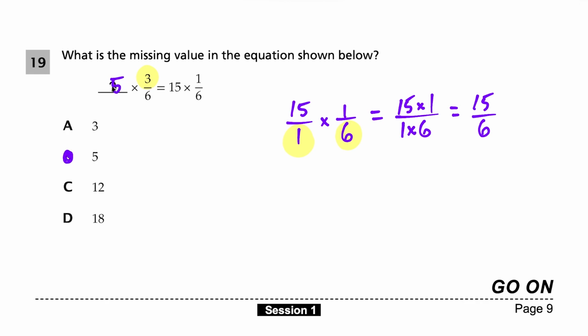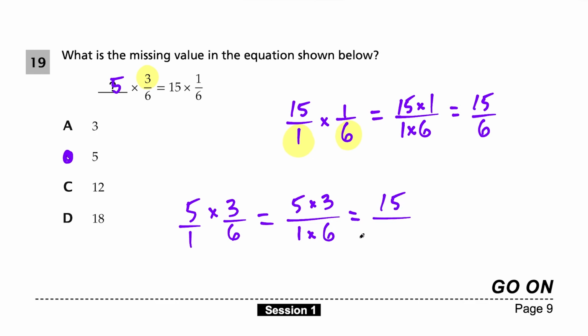If I did 5 times 3, that's going to give us 15 and then over 6. If I want to check over here, I could say 5 times 3 over 6. I could rewrite this as 5 over 1, and now I use that same technique as before. I'm doing 5 times 3 in my numerator over 1 times 6 is going in my denominator. And then 5 times 3 is 15 over 1 times 6 is equal to 6. So that's why choice B is definitely correct.